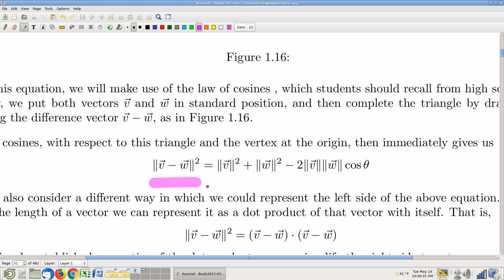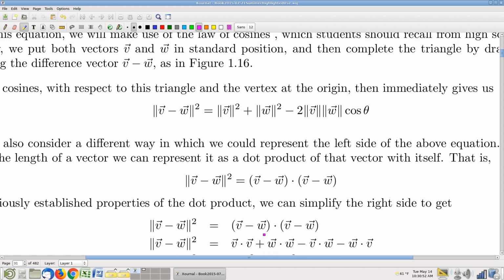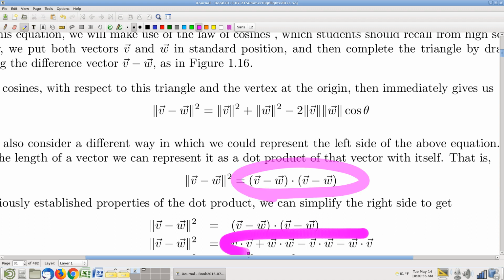We've got magnitude squared. Don't forget, magnitude squared is the dot product of a vector with itself. And we wrote that down a little while ago. And then you can FOIL out that dot product. This you can just rewrite like that. Y'all remember FOIL, right? Do they still call it FOIL? Okay, yeah, cool.